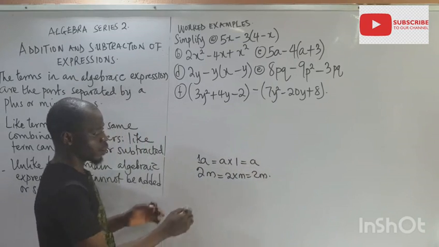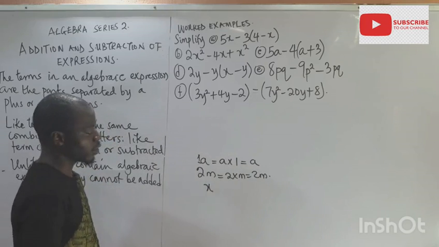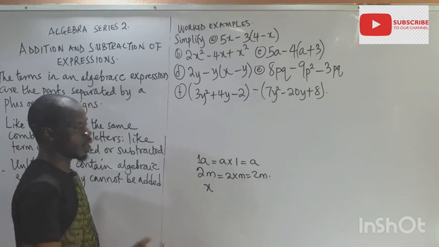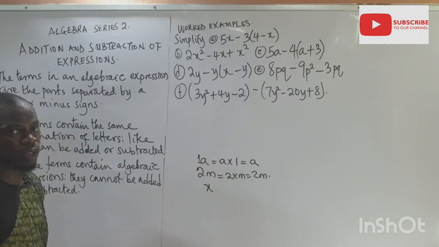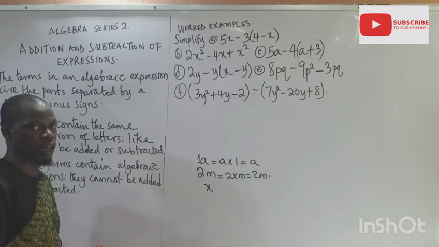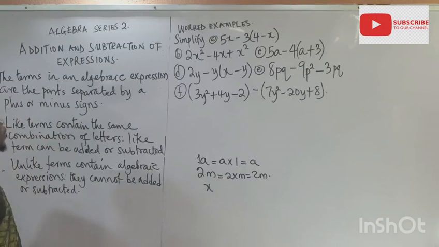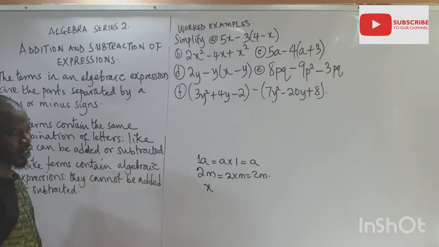So when you have a single letter like x, we are talking about algebra. And in this case, we want to consider the addition and subtraction of algebra. Let's take note of these 3 points that we have here to actually understand how to solve addition and subtraction of algebra. Now, in this case, the terms in an algebraic expression are the parts separated by the plus or minus signs.